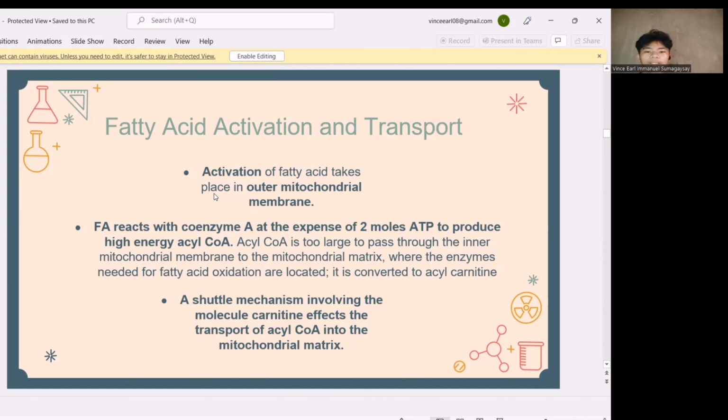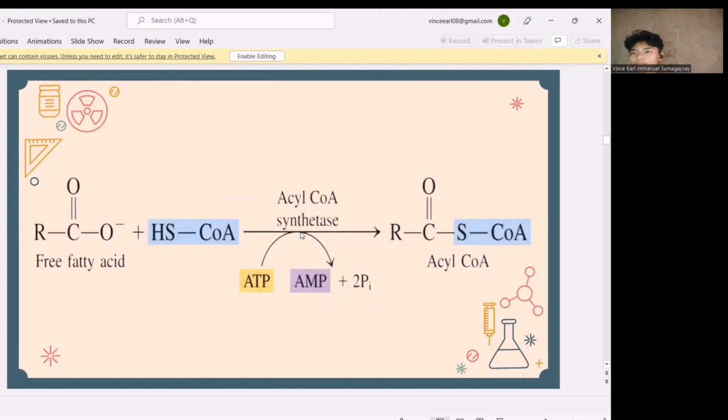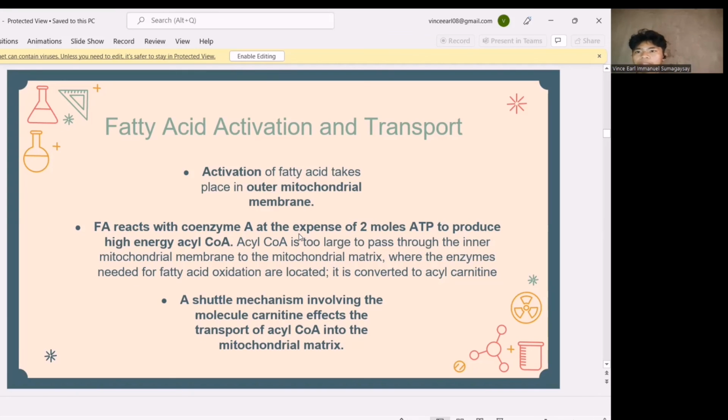acetyl CoA units. These are the sequence of the fatty acid activation and transport.